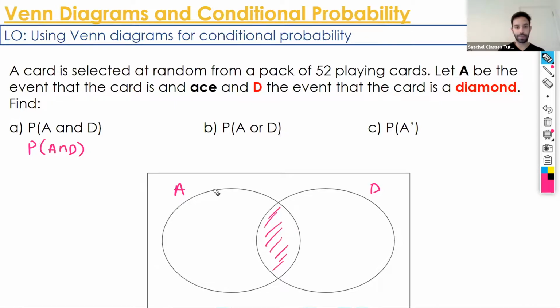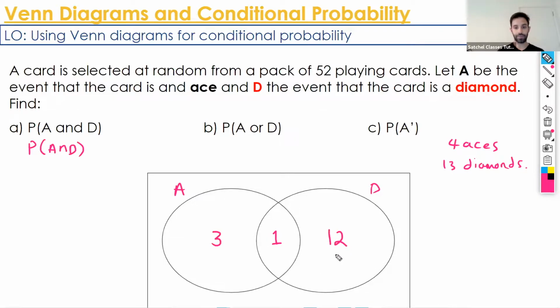And well, how do we go about doing this? So we have 52 playing cards. In a pack of playing cards, 4 cards are aces, and there is a diamond suit as well, and 13 cards are diamonds. So we've got 4 aces and 13 diamonds. And what we also have is an ace of diamonds. So we have 1 ace of diamonds. Therefore, we have 3 aces in this region here. And then for the remainder of the diamonds, we're going to have 12 in here.